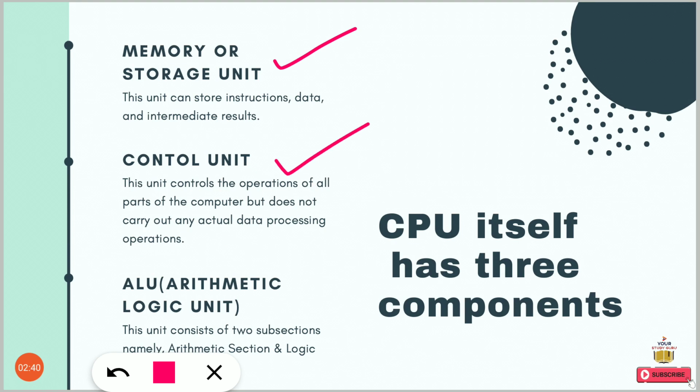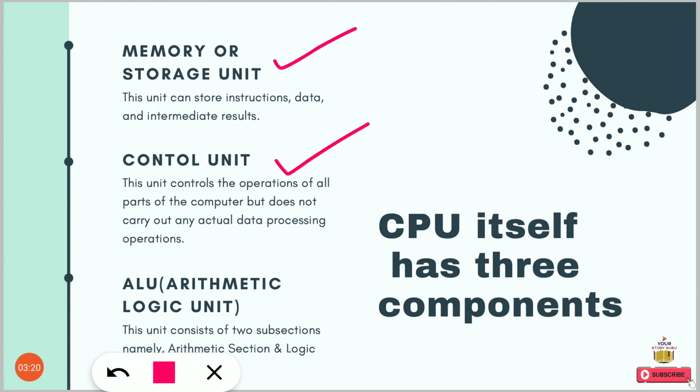Now, the control unit. What is the control unit? This unit controls the operations of all the parts of the computer but does not carry out any actual data processing operation. What is the meaning? We can say it manages all the operations and peripheral devices. What are peripheral devices? Simply the keyboard, mouse, printer, scanner, and many other devices. It will take the input, process the execution of data, and give the output, displaying the result. These are all the actions performed by the control unit.